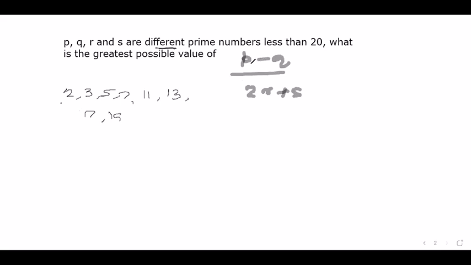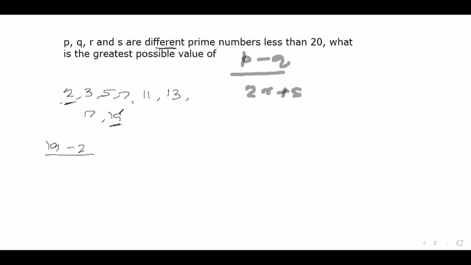Because in this fraction you've got a number at the top, and this number here is going to be divided into that. So you want that to be very large and you want this to be very small. So you want to make this as large as possible. So you want the difference between P and Q to be as large as possible. Now let's have a look at the difference between P and Q. What is the largest possible value you can have for that difference? It can be 19 minus 2, right? And then you want this to be as small as possible.